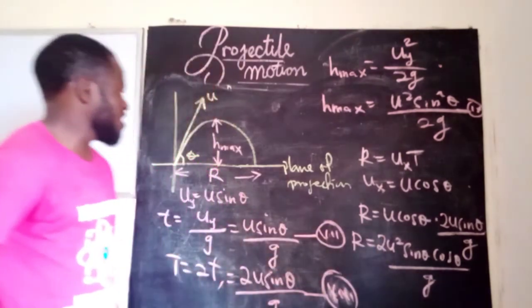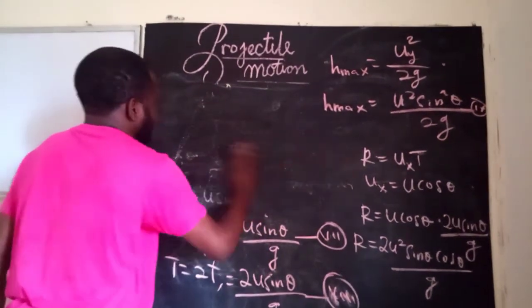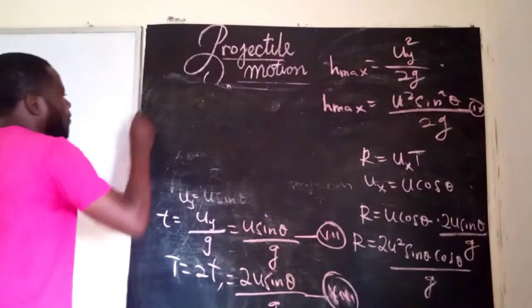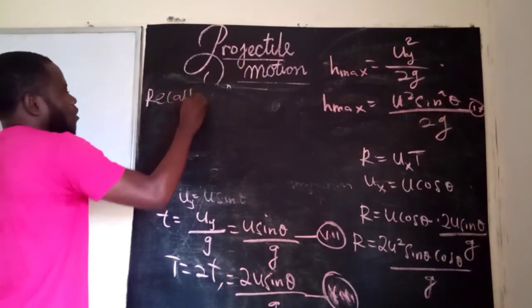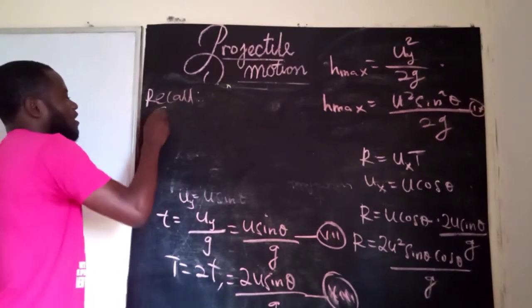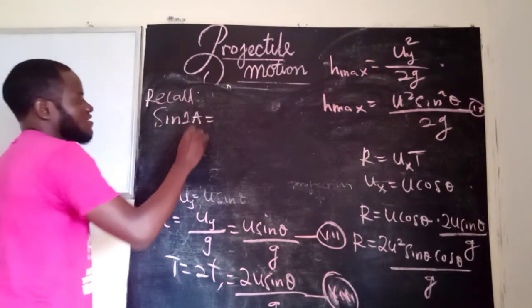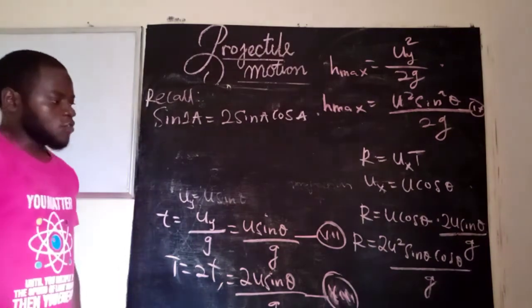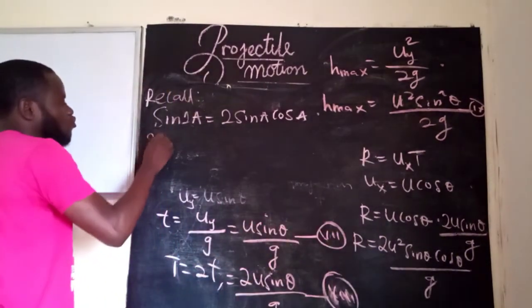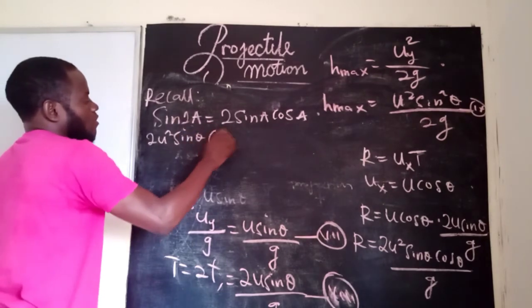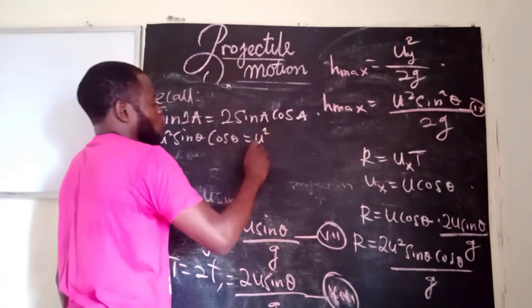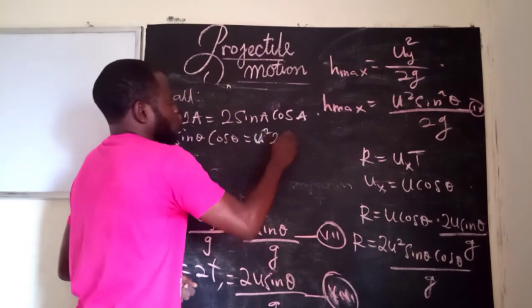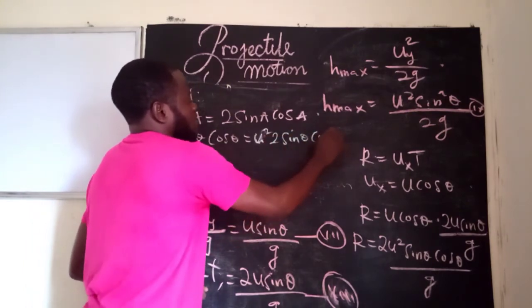Let me quickly say something here. Let's do something mathematically in order to make this equation look simpler. I would like you to recall from compound angle and double angle formulae that sine 2A is the same thing as 2 sine A cos A. So if you look at the expression 2u squared sine theta cos theta, I can rewrite it as u squared times 2 sine theta cos theta.